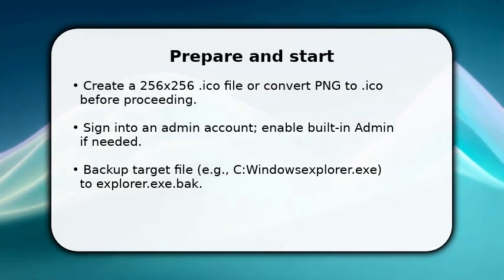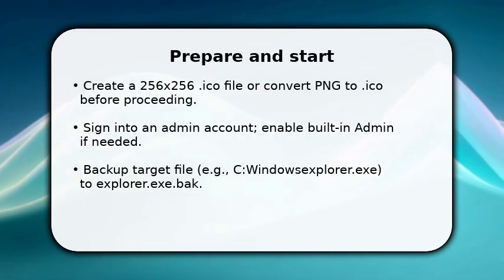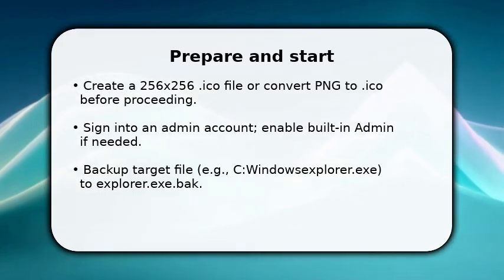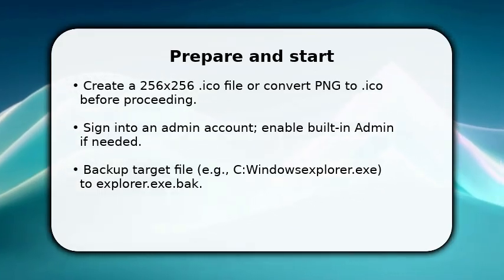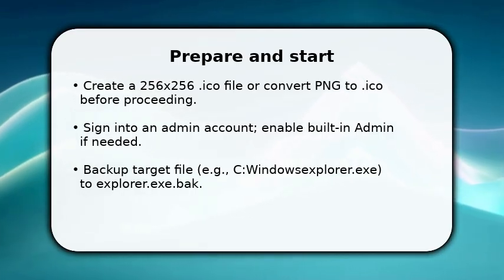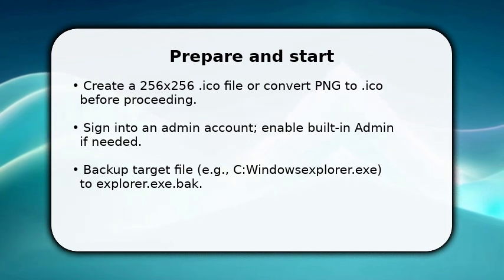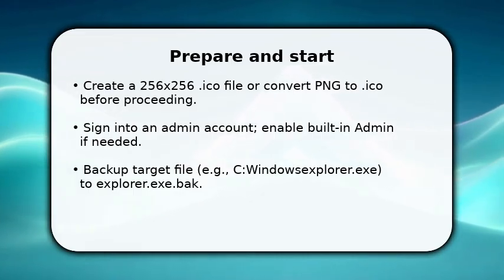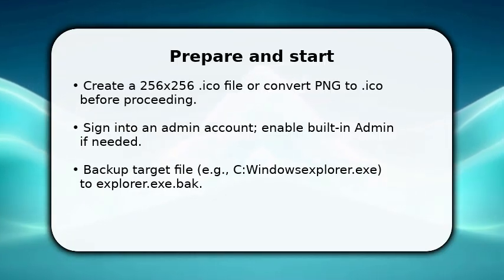Once done, copy the original target, typically C:\Windows\Explorer.EXE or explorerframe.dll, to a safe backup named Explorer.EXE.back. Next, take ownership and grant full control to your admin account for that file so you can write changes. Install Resource Hacker or a trusted resource editor. This is the tool you will use to replace the embedded start icon.